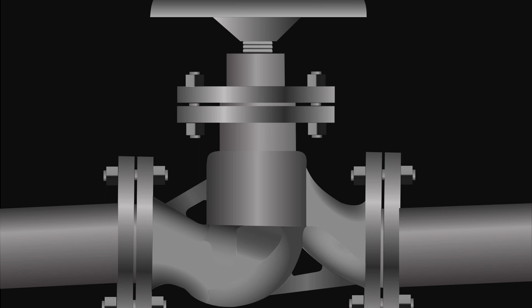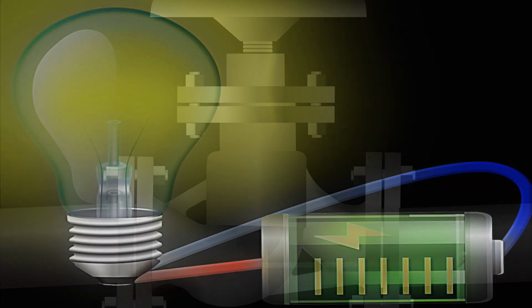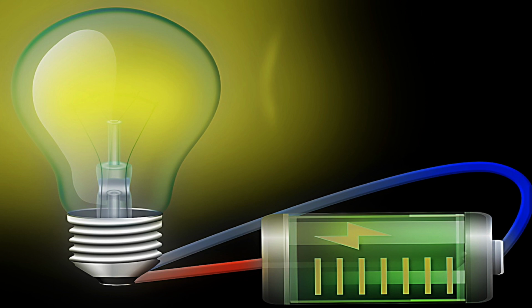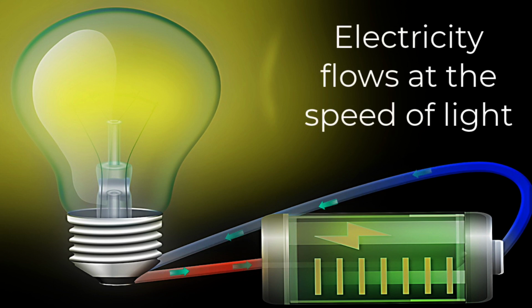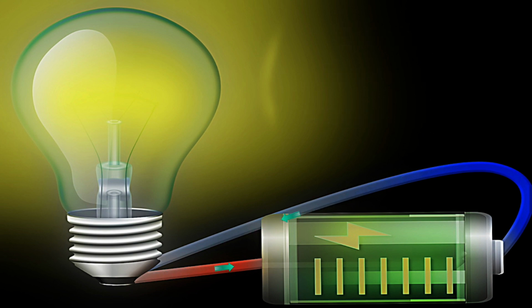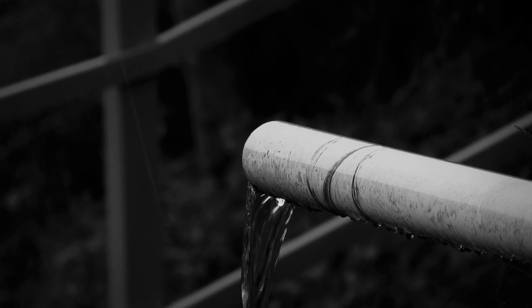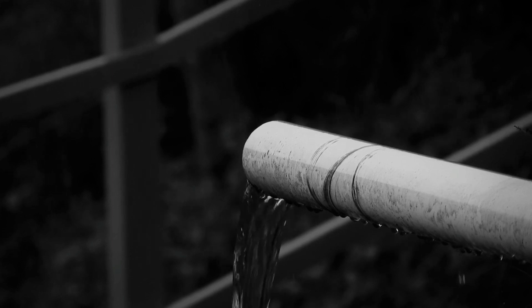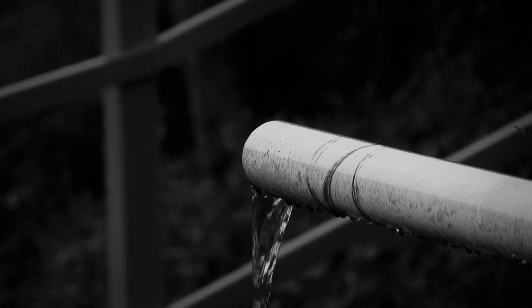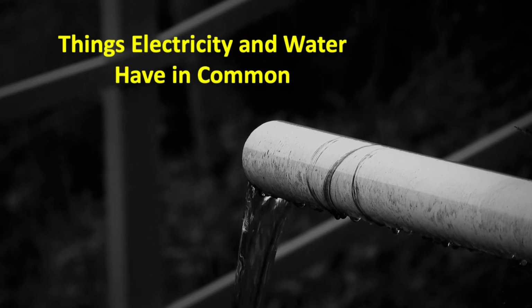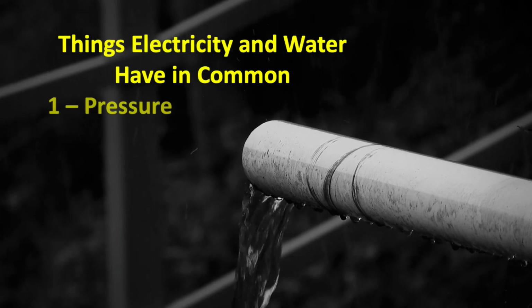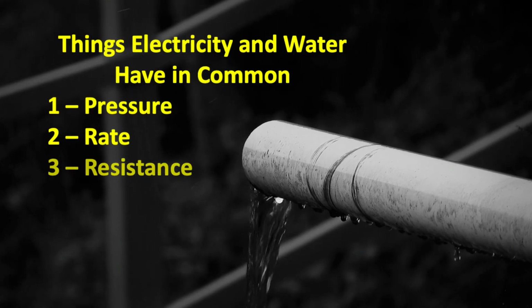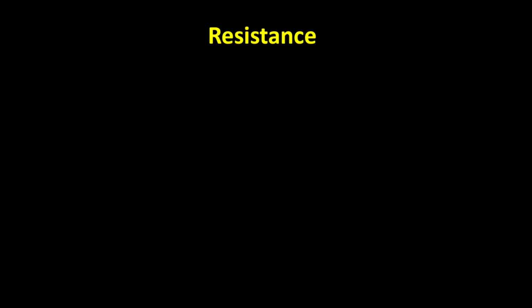Electricity and flowing water have several things in common, and a few major differences. The biggest difference is that electricity always flows at the same speed, which is the speed of light. So if you use water to conceptualize how electricity flows, be sure to imagine that the water is flowing at a constant speed. The things that electricity has in common with water is pressure, rate of flow, and resistance to the flow. Let's start by describing resistance.